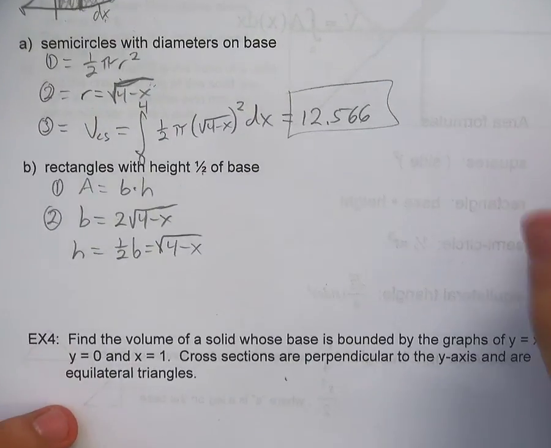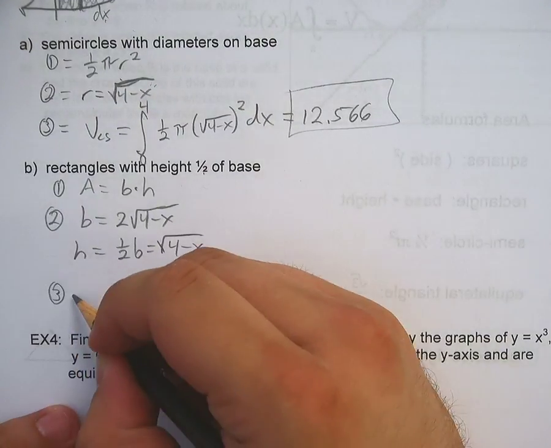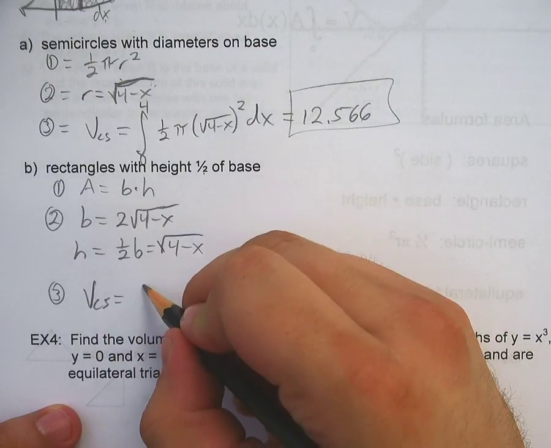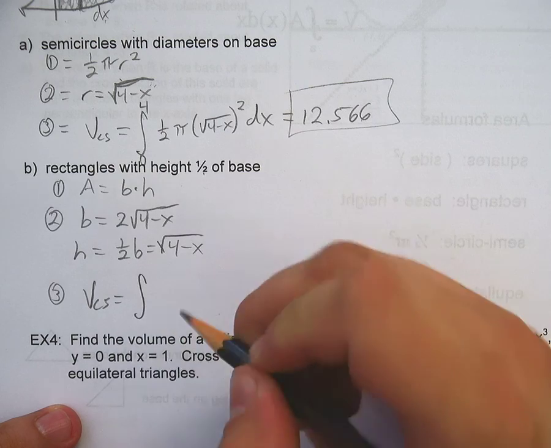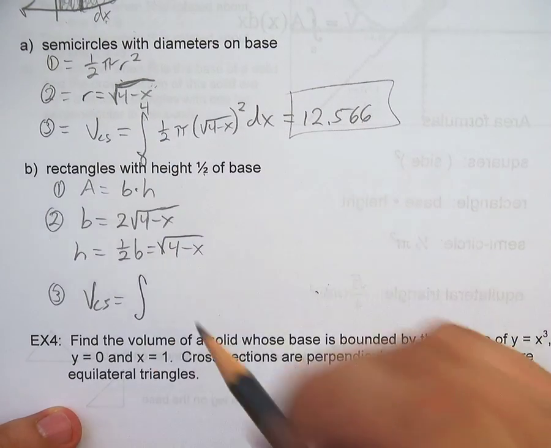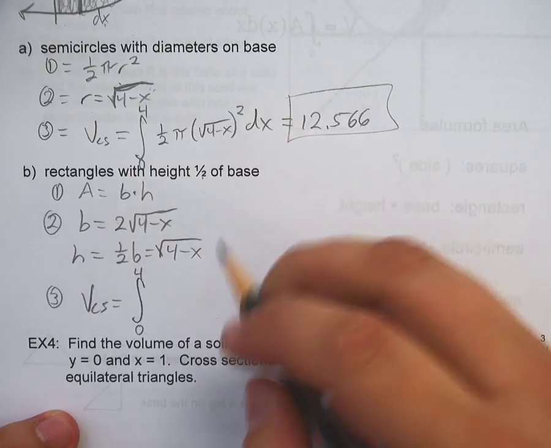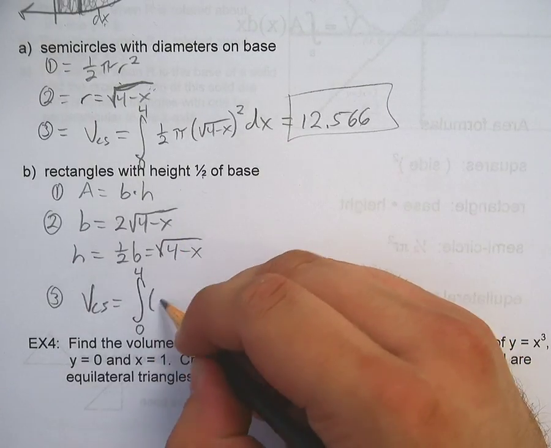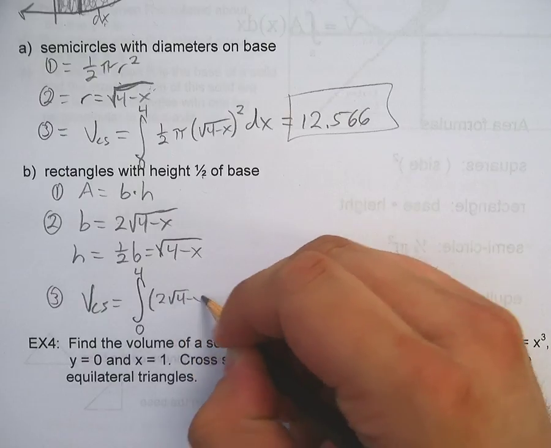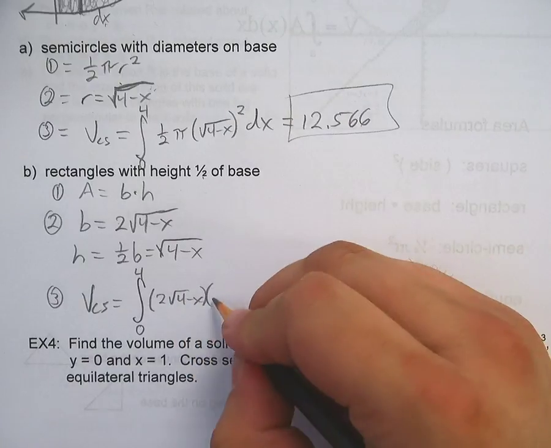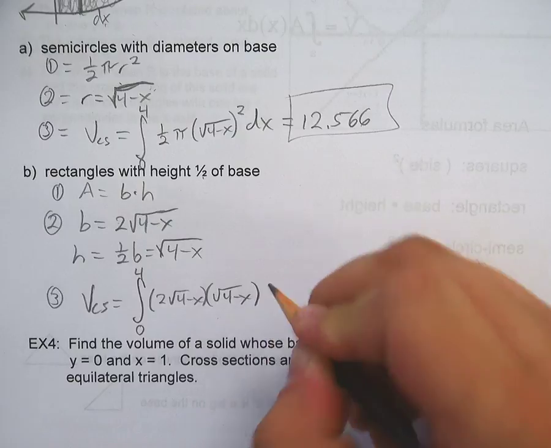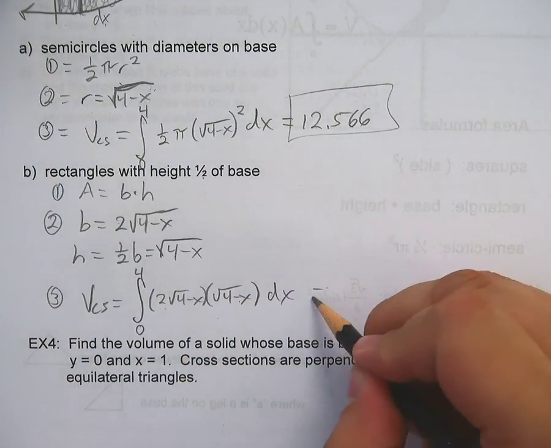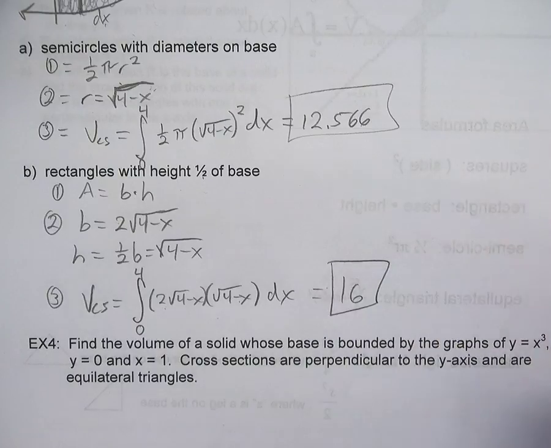1/2 of that. So volume then, this thing kind of comes together, is going to be the integral, again from 0 to 4 because we're integrating with respect to x. And then plug this in here, it's base times height, so 2 square root of 4 minus x times the square root of 4 minus x, base times height, dx. And it actually comes out to a perfect 16.